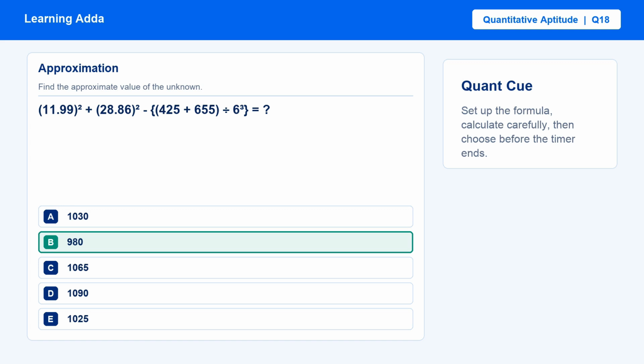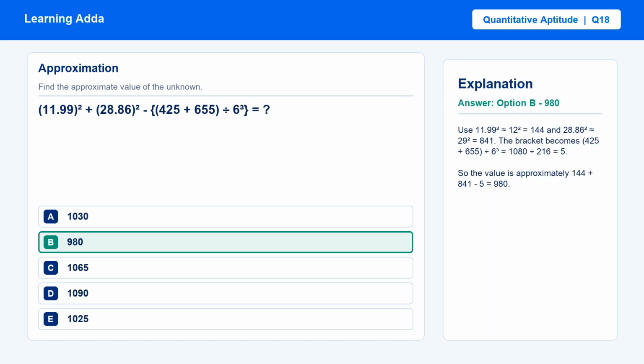The answer is option B, 980. Use 11.99 squared as 12 squared, which is equal to 144, and 28.86 squared as 29 squared, which is equal to 841. The bracket becomes 425 plus 655 divided by 6 cubed, which is equal to 1080 divided by 216, which is equal to 5. So the value is approximately 144 plus 841 minus 5, which is equal to 980.